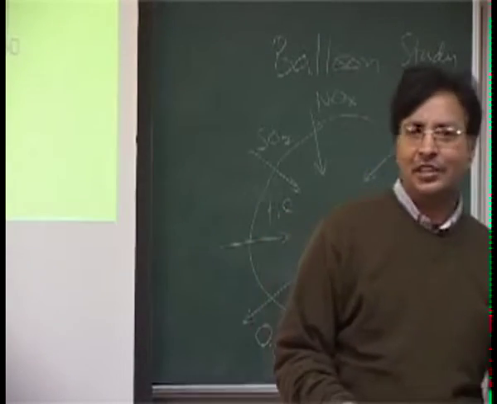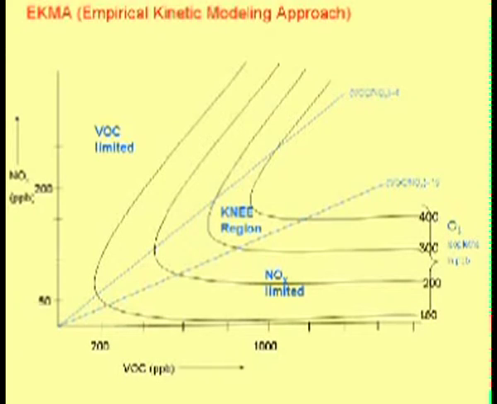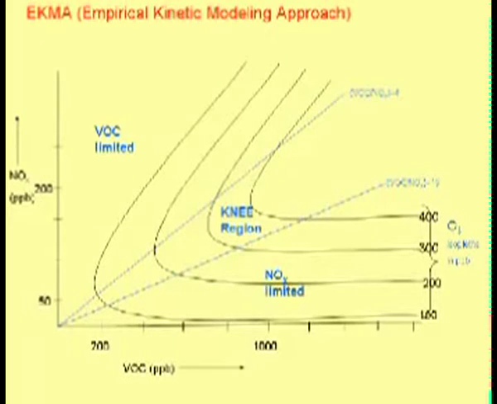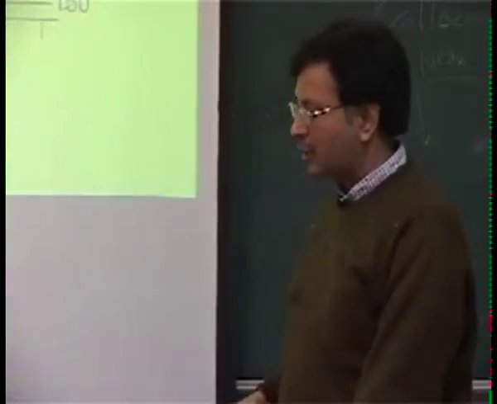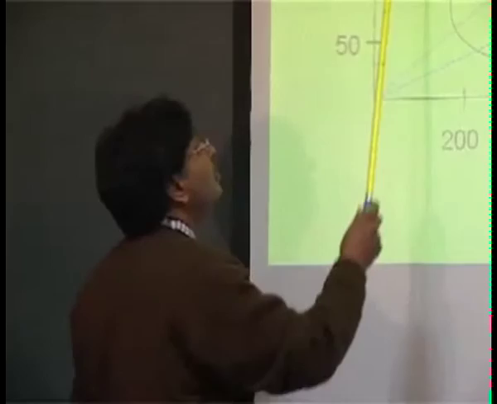Obviously, you can all understand that things have to be very non-linear and complicated. To model the atmosphere is very difficult. So what they found were levels something like this. These are the isopleths, and as you see, the levels are going higher and higher. In this region, when the ratio of VOC to NOx is around 4, this is called the knee region. Why did they call it the knee region? Because it's like your knee. Depending on where you are, if you come into this area, this is called the NOx limited region, because here the NOx levels are low. In this other region the VOC levels are low, which means this is a VOC limited region.